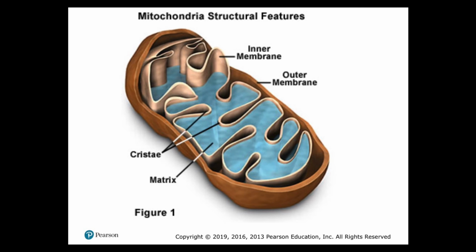So this is what a mitochondrion looks like. Notice there are two membranes, an outer membrane and an inner membrane. And the inner membrane, the little folds are called cristae. The inside, that compartment within the inner membrane, is called the matrix.